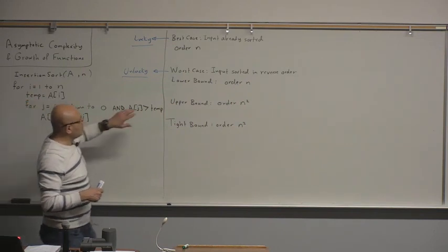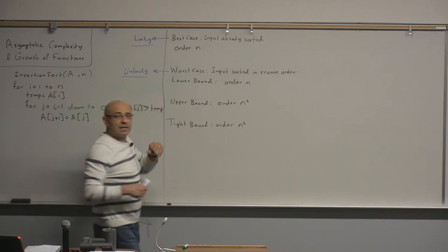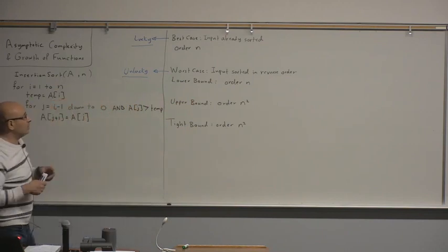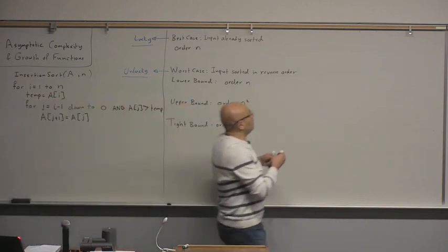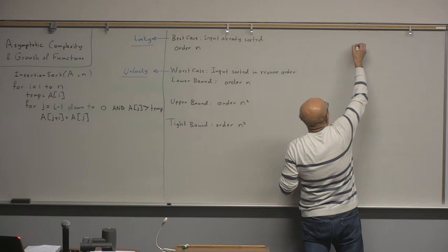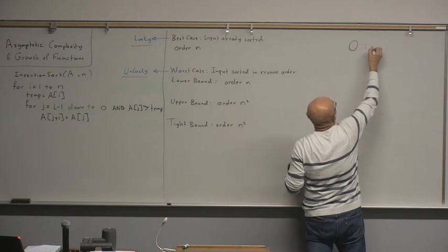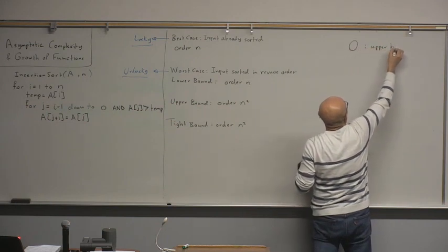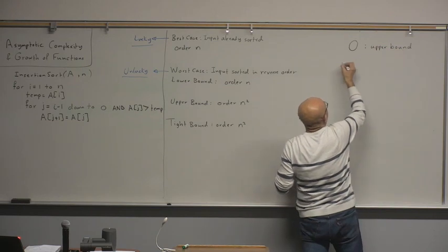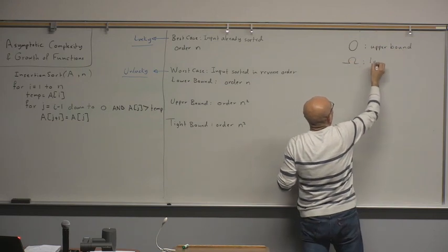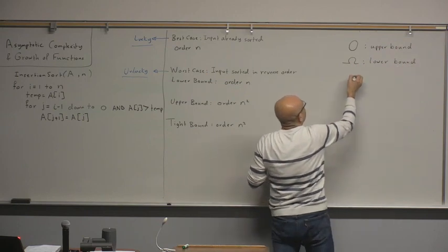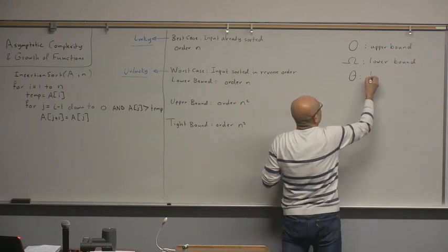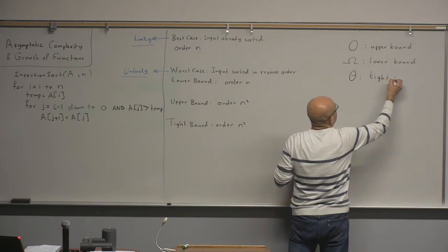Now, last time, towards the end of the lecture, we started to introduce the notion of big O, big omega, and big theta. So we said that the big O is an upper bound. Big omega is a lower bound. And big theta is a tight asymptotic bound.